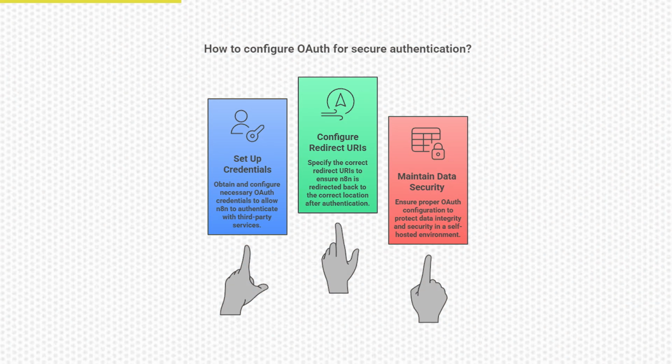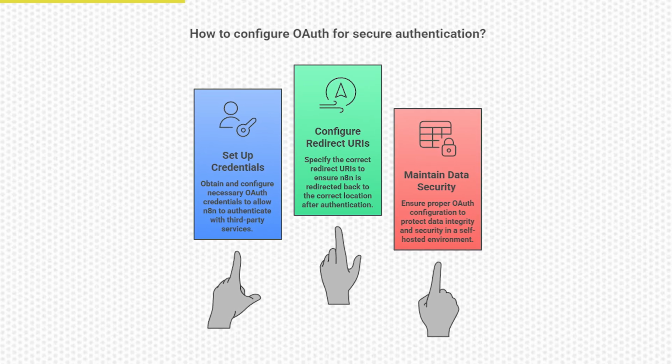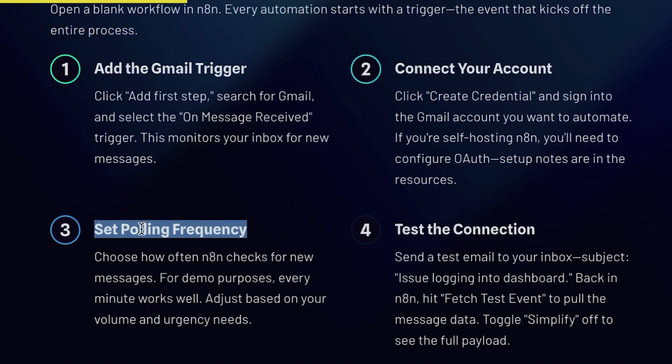If you're self-hosting n8n, you essentially need to configure your OAuth credentials to set up the nodes, which are in the resources below. Set the polling frequency, so you can choose how often n8n checks for new messages. And last but not least, test the connection.